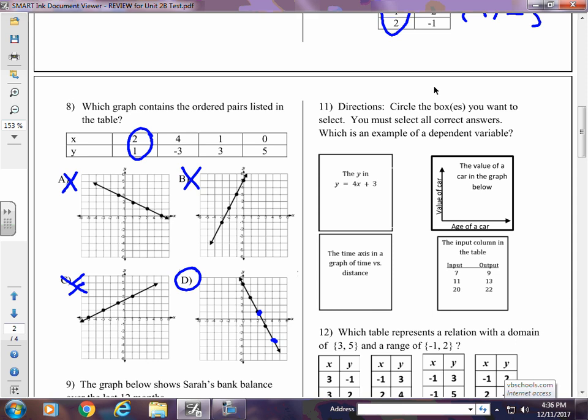You want 1, 3: right 1, up 3, so that's on the line. And then 0, 5: up 5, that's on the line. For every dot, it has to be on the line before you can say that the answer is right.